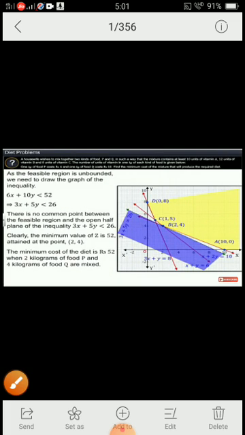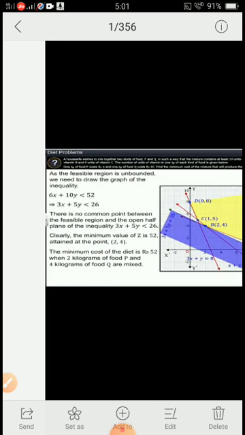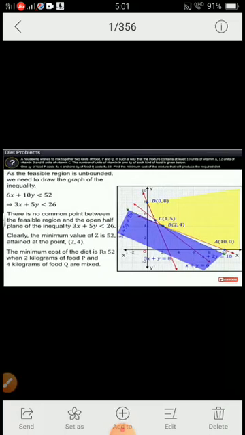So what we can say is, the minimum cost of the diet is 52 when 2 kg of food P and 4 kg of food Q are mixed. Okay, hope this is clear to you. Okay, go through the question and then write it in your notebook. Okay, the same question, write it in the notebook.